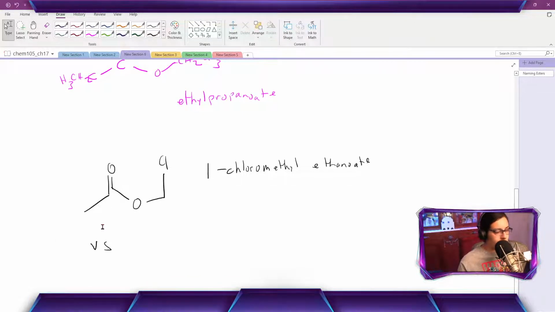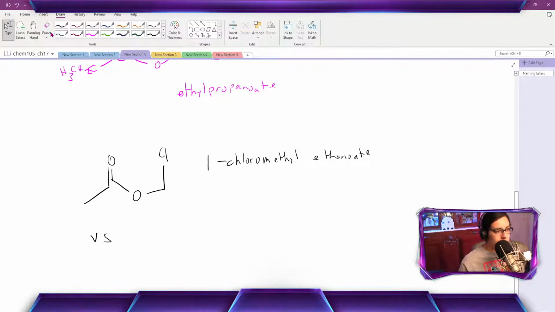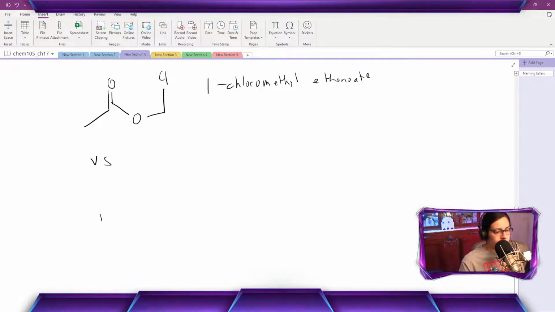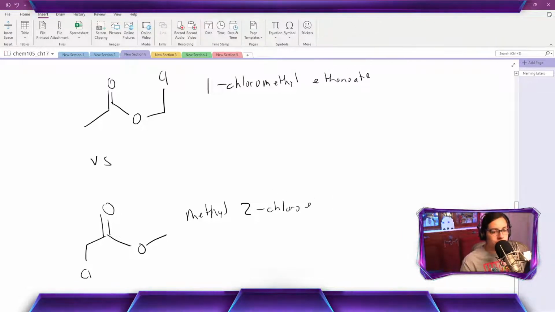And so compare that to a similar one. Now this would be methyl, because now we just have a methyl on this side. And now this would be 2-chloro, since that's 1, so that's 2. So 2-chloroethanoate.